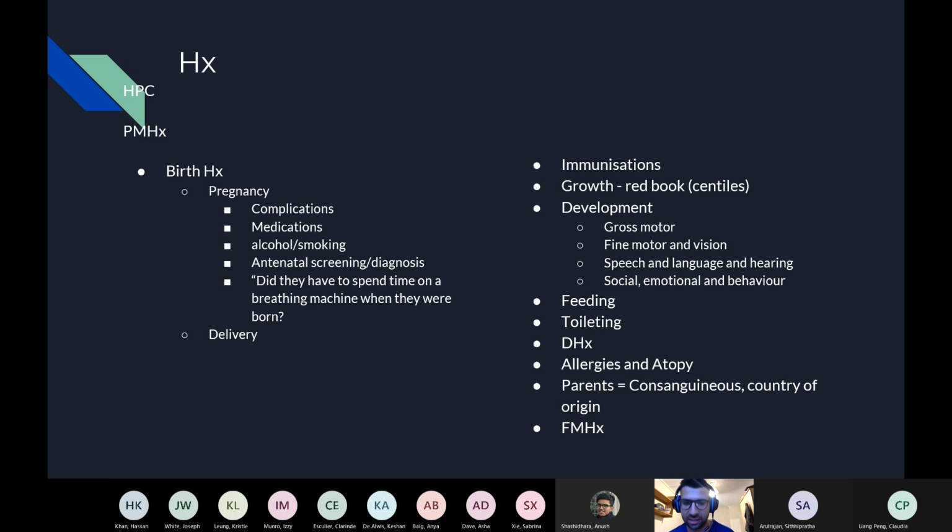You then ask how they're feeding at the time. What is normal for them? Have they been feeding less? Have they been going to the toilet less? Are they having wet nappies, or fewer wet nappies? Is this baby dehydrated? That's what you want to know from those two questions. You want to know about any medication, that's normal, any allergies, and then, are the parents consanguineous? Does anyone know what that means?